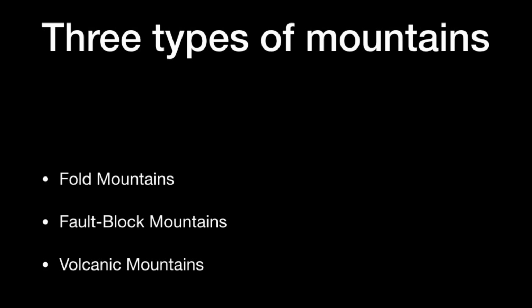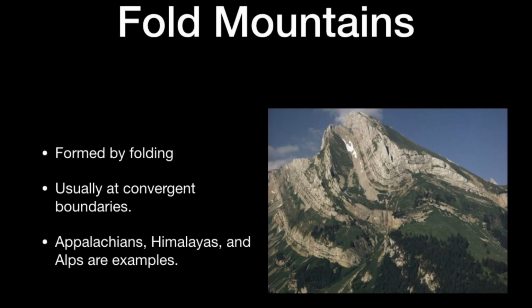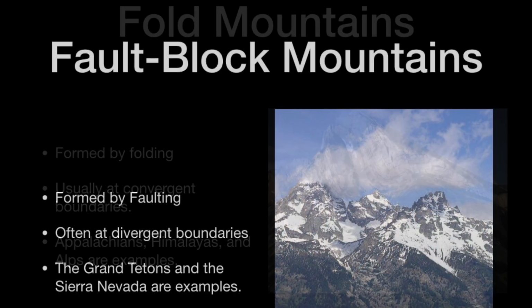All right, we're going to talk about three types of mountains: fold mountains, fault block mountains, and volcanic mountains. We're not going to talk a whole lot about volcanic mountains because we'll cover that in our next unit on volcanoes. Fold mountains are formed by folding. They usually happen at convergent boundaries when the plates are pushing together. The Appalachians, the Himalayas, and the Alps are all examples of fold mountains.